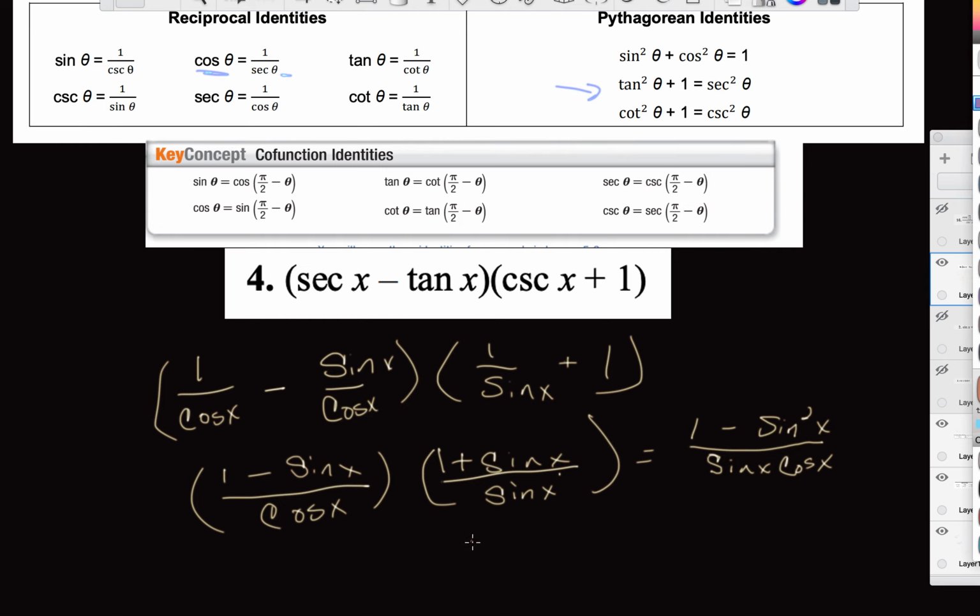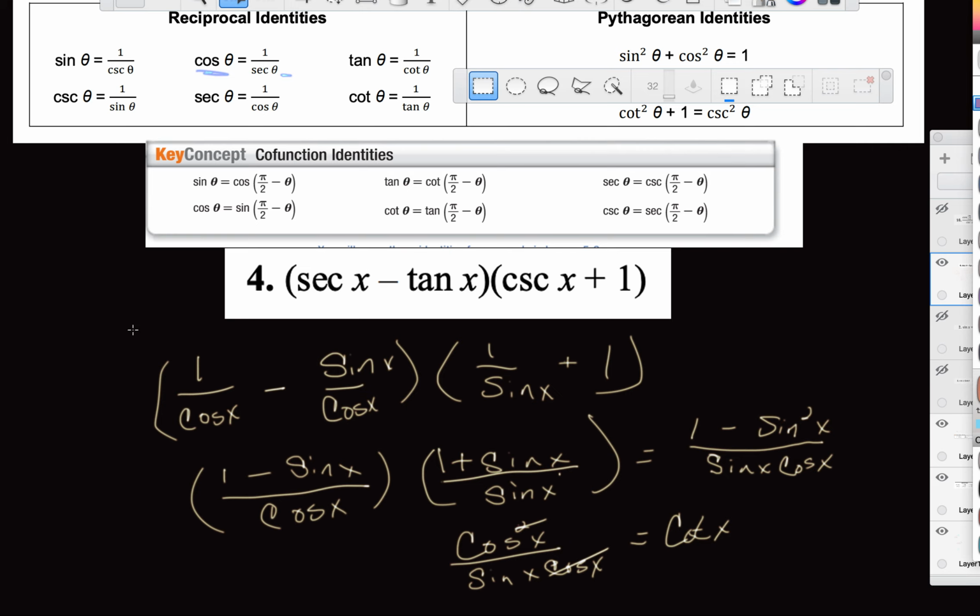I hope you understand that idea. So cosine squared x all over sine times cosine. Well, cancel one of these out with one of those, and I have cosine over sine, which is cotangent x. Go cotangent. We finally got something different.